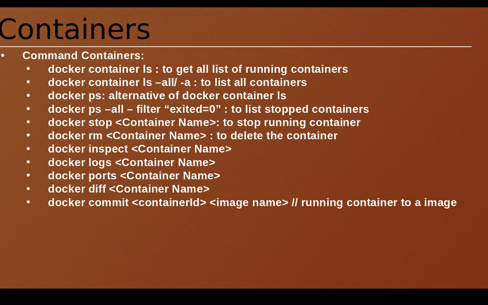Docker stop is if you want to stop a running container, this will stop that one. Docker rm is kind of removing a container, but you cannot remove a container until it is stopped. So a remove command only works when you have stopped it. Docker inspect, as I told, this is a utility command. You can see the list of details of that particular container. Docker logs is kind of seeing the logs. Docker ports, Docker diff, whatever changes apply.